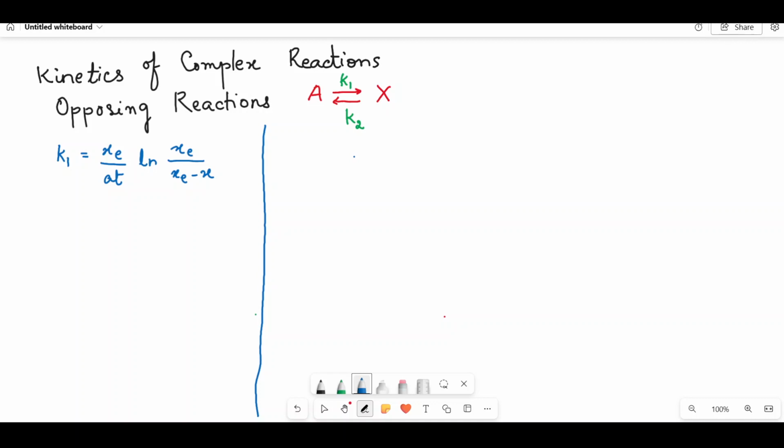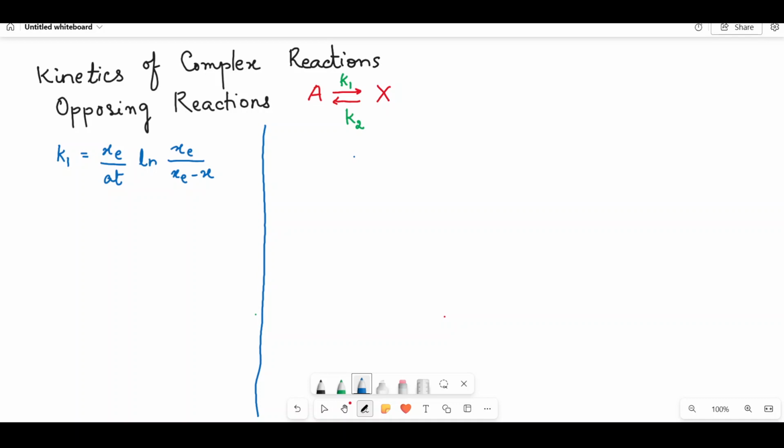Everyone, today again I am continuing with the old topic, kinetics of complex reactions. In my previous video we have already done the derivation of opposing reactions. We have done K1 is equal to Xe by At ln of Xe by Xe minus X. This derivation we have already done in my previous video. Kindly watch it so that you can have a better connectivity.